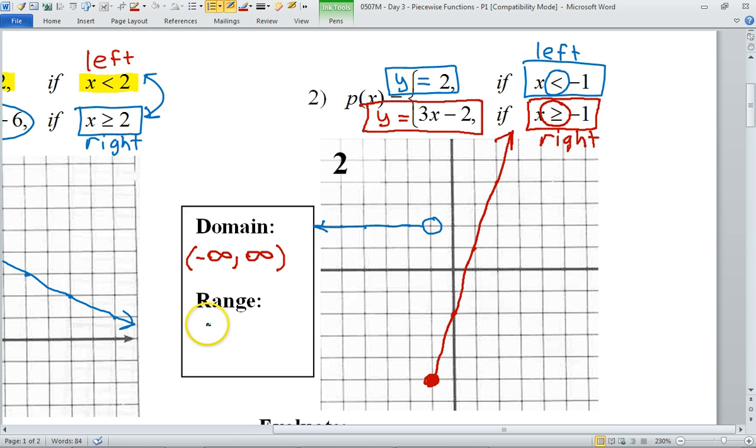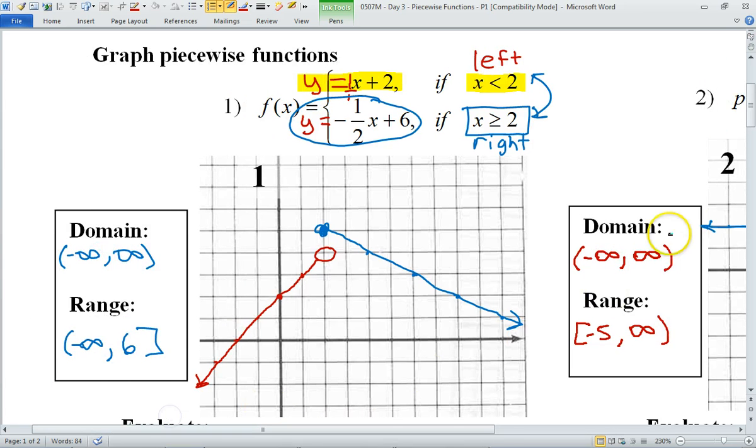Margaret, can you tell me the range for number 2? Yes, but I don't think it was -6. Isn't it -5? It's looking like -5 to me. But yes, -5 to positive infinity. Okay? Any questions about number 2? All right. Let's look ahead to number 3.